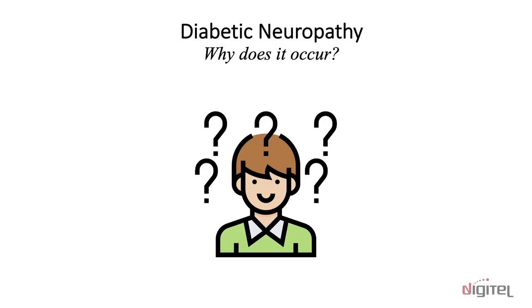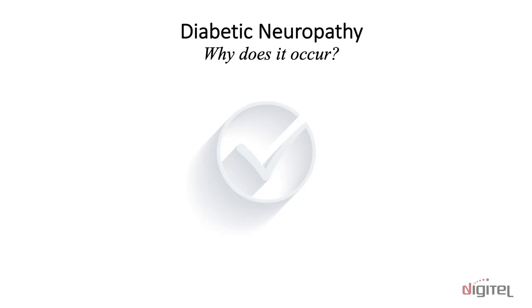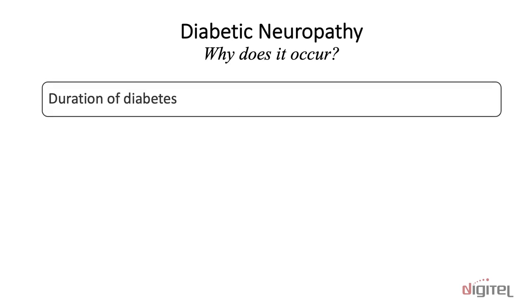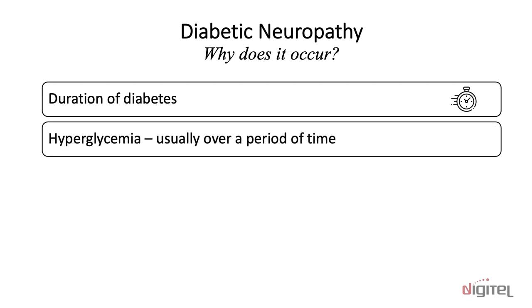So why does diabetic neuropathy occur? And if you have diabetes, are you at risk? The answer is yes if you have one of these features. And if you have multiple features, you're more likely to get it. If you have had diabetes for a long period of time, particularly more than 10 or 15 years, you are more likely to have some degree of neuropathy. And it's more likely if your diabetes has not been well controlled and your sugars have been high.